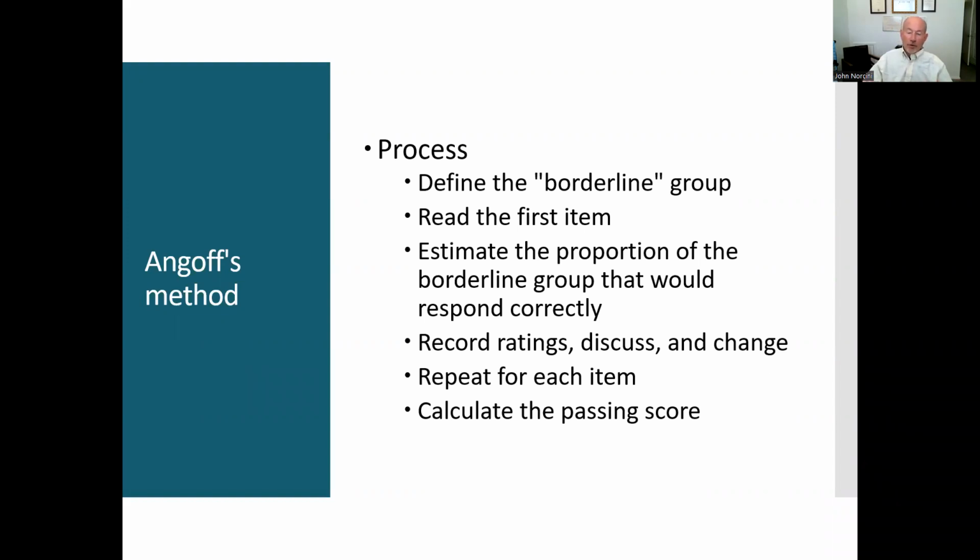So if you apply this to an MCQ exam, and we'll talk about how to apply it to an OSCE in a little bit, the idea is that you read the first item out loud, and you go around the room, and you ask each of the judges to estimate the proportion of the borderline group that would respond correctly. At the end of that, you record those ratings somehow so that everybody can see them, and you give everybody the opportunity to change their minds. And then you repeat this for every item on the exam, and you come up with a standard.